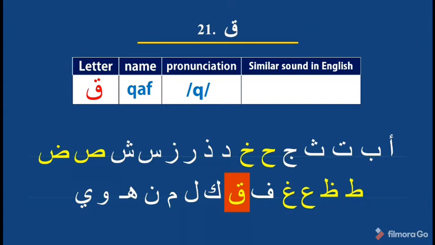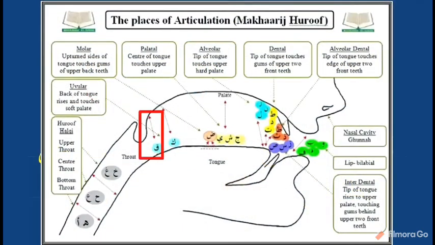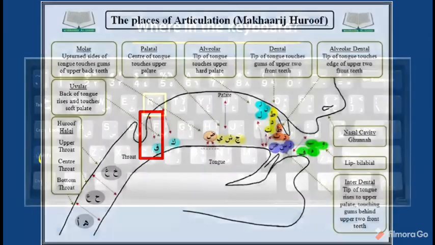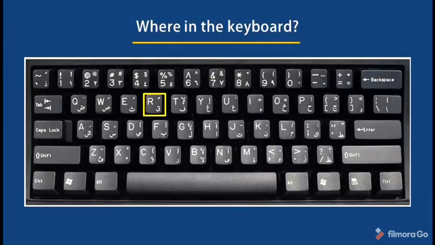Qaf is not found in English. It has the pronunciation of qa, which is a little bit to the back of k, and it is made by the back of the tongue, which rises and touches the soft palate, so please try to pronounce it. Qaf, qa. It is placed with the R key.